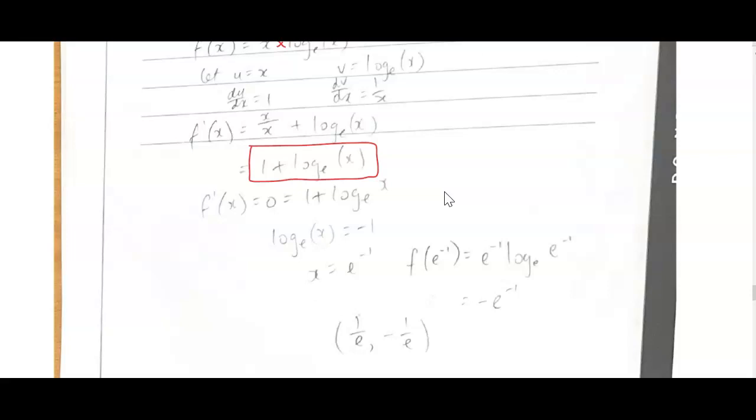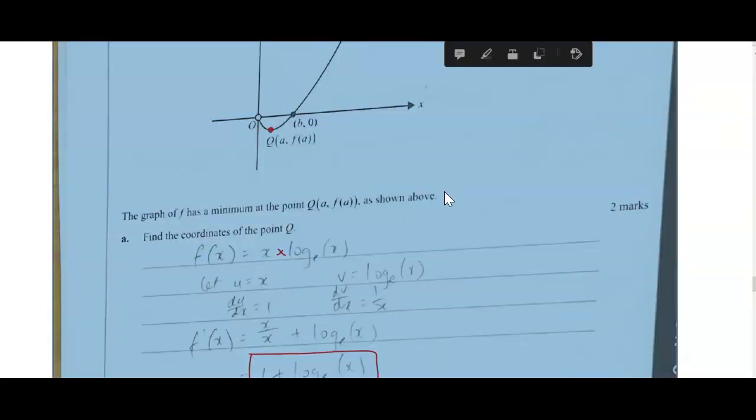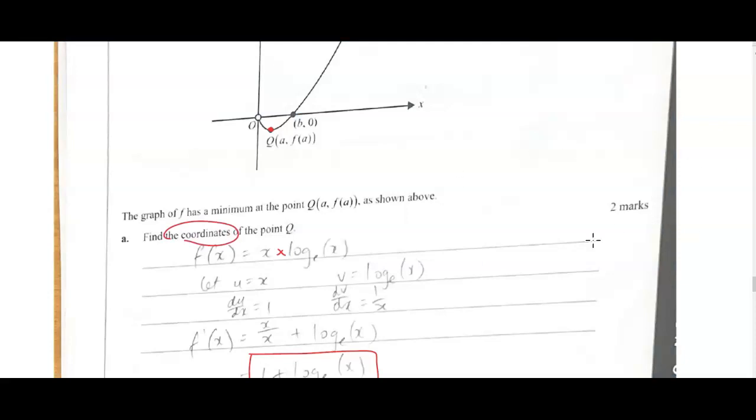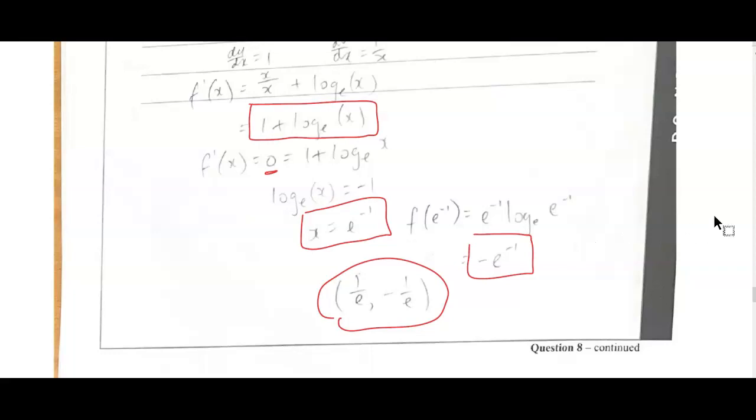And we're going to let that equal 0, because remember, your turning point is when your gradient is equal to 0. So then we just solve and I get x equals e to the negative 1, or if you want to write it as a fraction, 1 over e. But because the question is asking for the coordinates, we also need the y coordinate. So I found x, but then to get y, we just substitute that in and I get negative e to the negative 1. So there's our coordinates there. You do need to write the coordinates to get full marks.